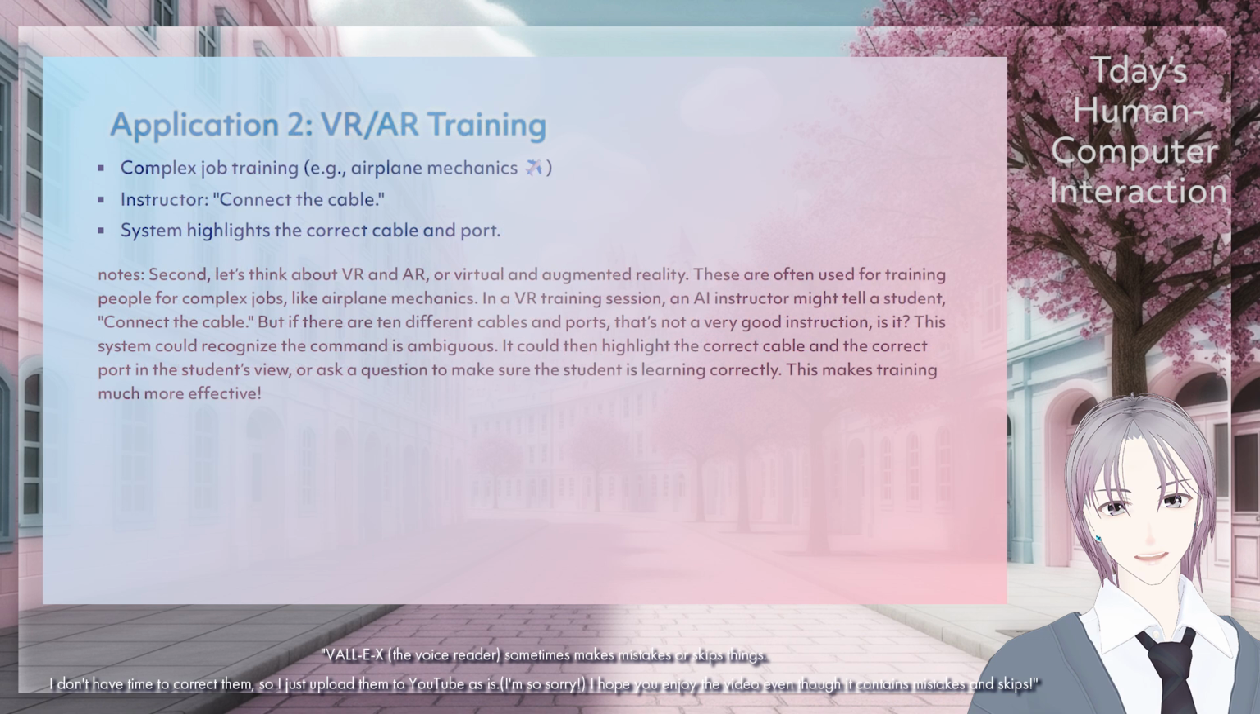Second, let's think about VR, or virtual and augmented reality. These are often used for training people for complex jobs, like airplane mechanics. In a training session, an AI instructor might tell a student, connect the cable. But if there are 10 different cables and ports, it's not a very good instruction, is it? The system could recognize the command as ambiguous. It could then highlight the correct cable and the correct port in the student's view, or ask a question to make sure the student is learning correctly. This makes training much more effective.